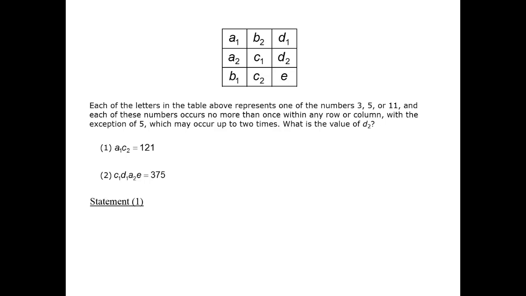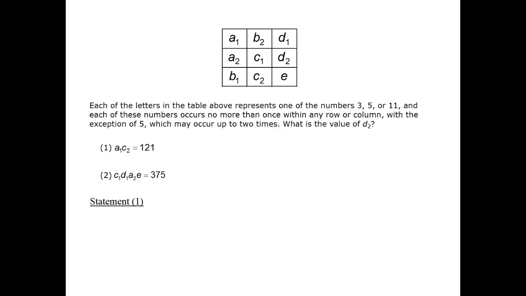Because of the non-repetition rule of 11s, that means that D2, the square that we are looking for, is the only other square that could be 11. It's the only square outside a row or column of the upper left and bottom center squares. So it could be 11.